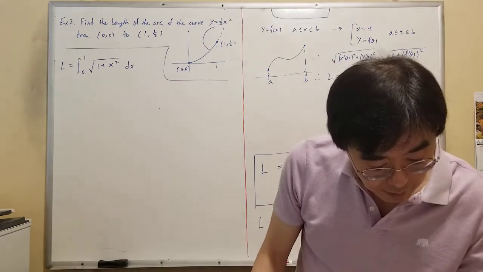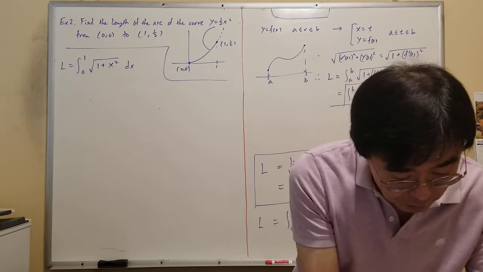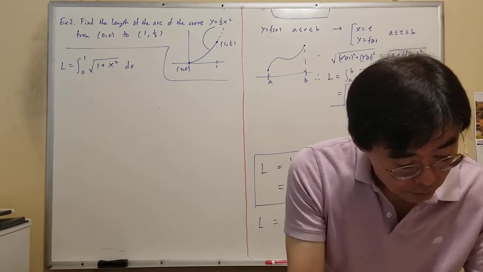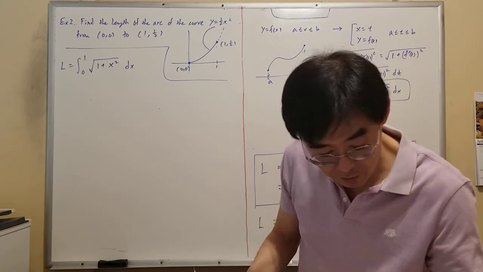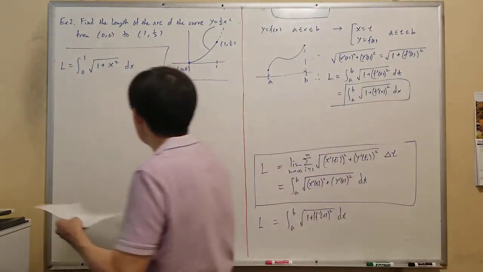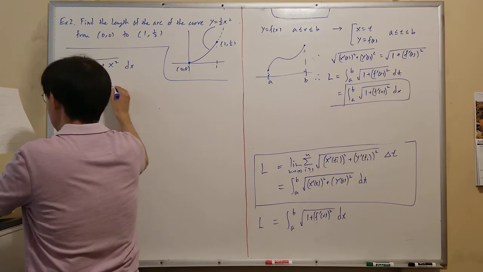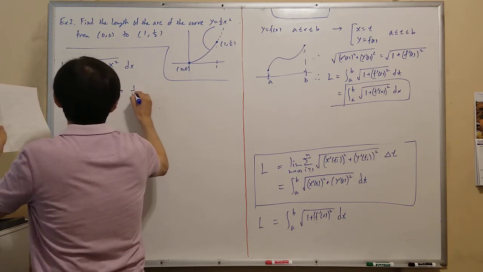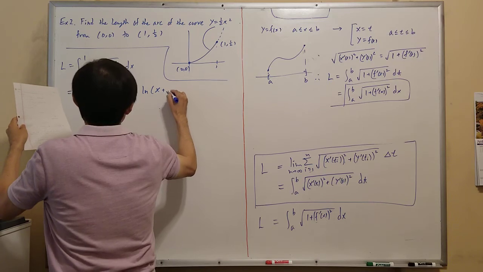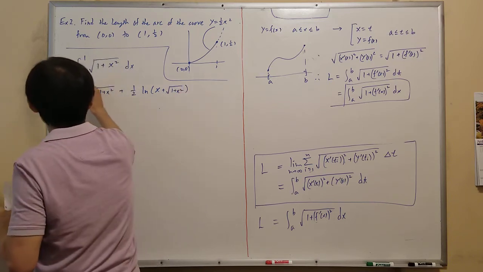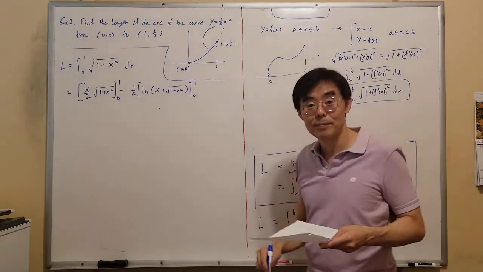When you look at page 6 on the back of your textbook, integral formula number 21 gives you this: x over 2 times the square root of 1 plus x squared, plus 1/2 ln of x plus the square root of 1 plus x squared. So you have to evaluate from 0 to 1. Okay?